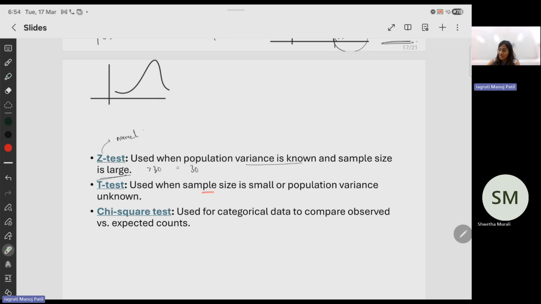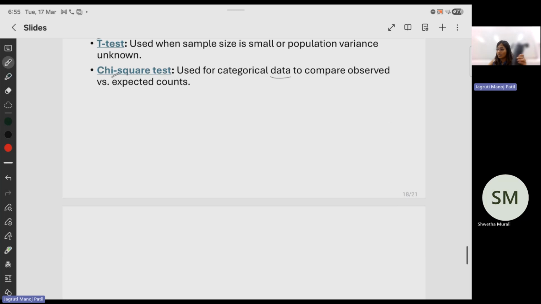Whereas t-test is used when the sample size is small, because you cannot give your inference about the population that you're looking at. In that case, the population variance is unknown, but the sample variance is known to you. And then there is another one, the chi-square test. This test you do to compare categorical data. It's data split into different categories, and then you compare what you observed against what the ground truth was, and how it changes with respect to it.